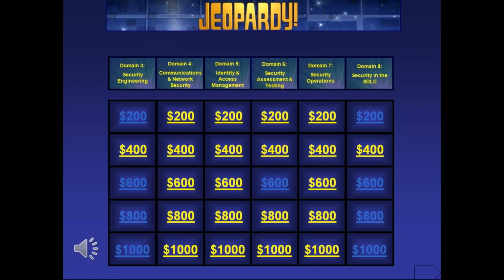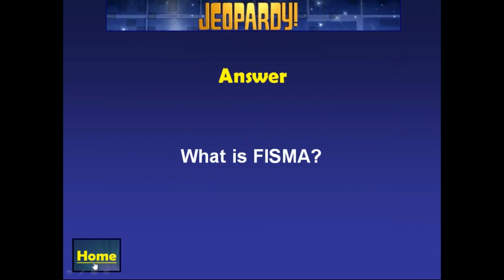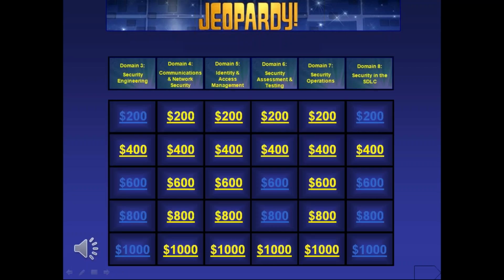I'll take, yeah, I can't stand it. All right, Roger. Domain 6 for 800. All of us should jump all over this one. First correct response, she just got you, Ron, is Becky. What is FISMA? Federal Information System Management Act, with no teeth, no penalties. All right, Becky.